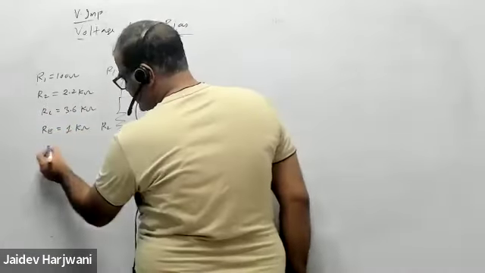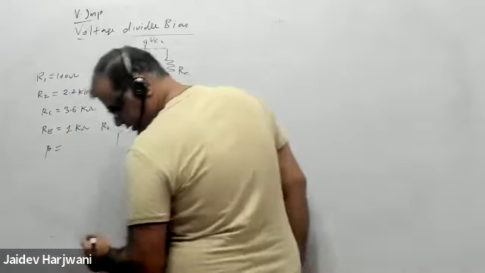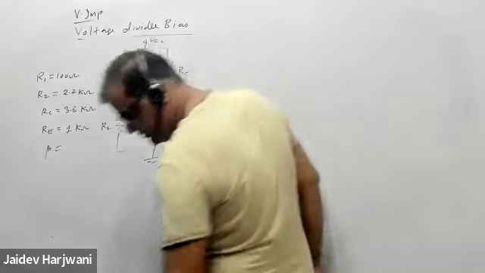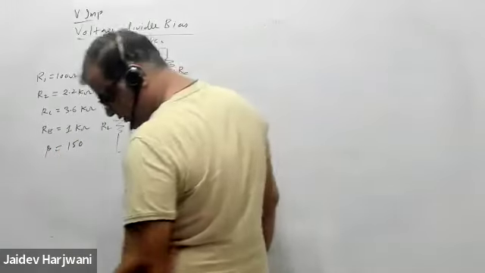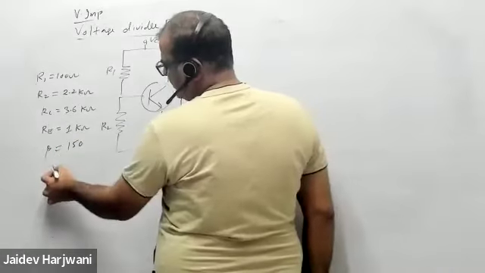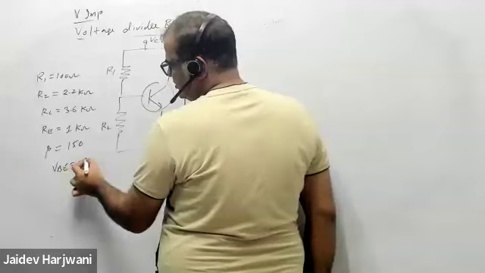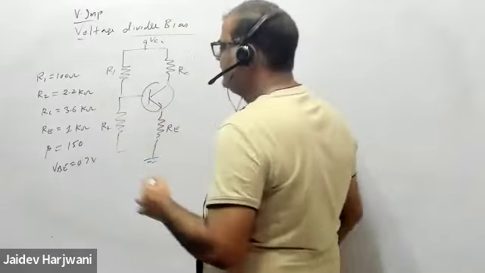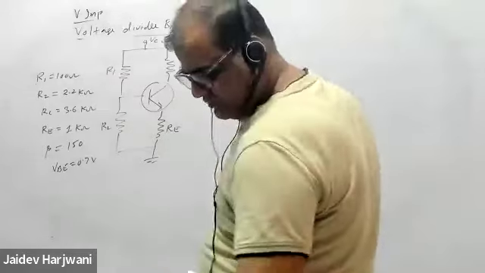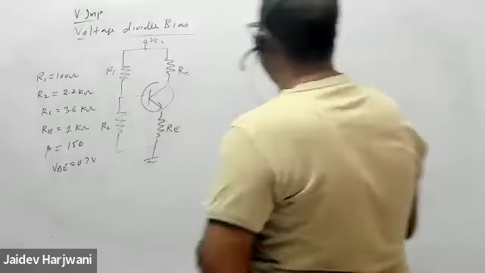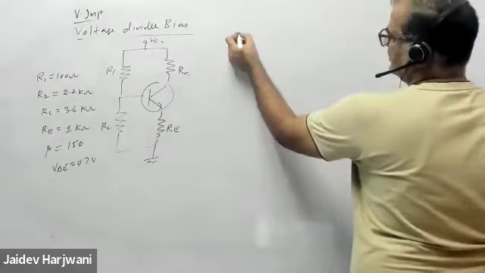Beta is given 150. Beta actually we don't require. The VBE is 0.7 volt. Okay. So now first you can check the condition for this circuit. Beta RE should be greater than or equal to 10 R2.